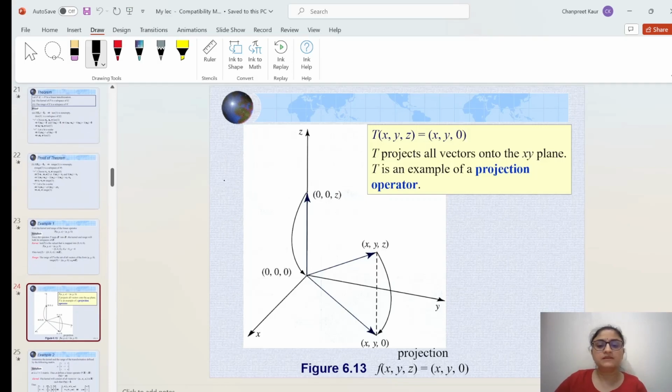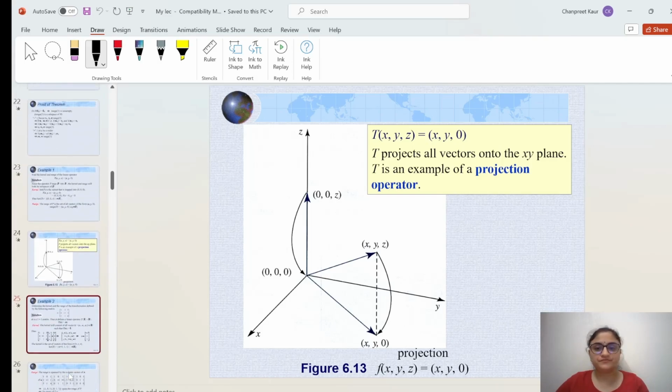So this mapping that we have just discussed is also called a projection mapping. Basically we are projecting the vector (X, Y, Z) onto the XY plane. So this is also an example of a projection operator.